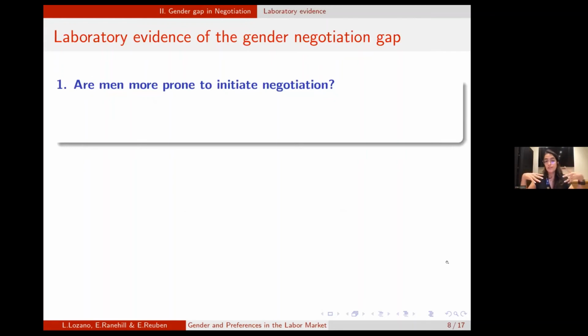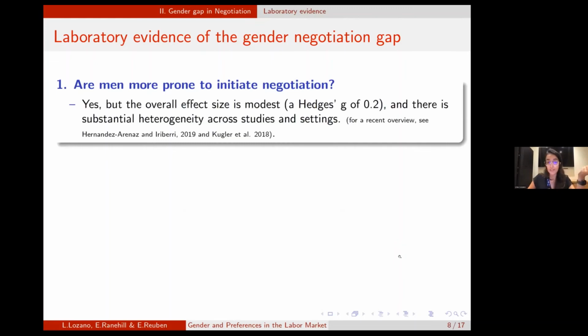So laboratory evidence about the gender gap in negotiation has answered mainly two questions, or we group them into two questions. The first one is, are men more prone than women to initiate a negotiation? And the answer is yes. However, the effect doesn't seem to be so strong, and a lot of substantial heterogeneity is observed in different studies and settings, in the sense that if there is a strong framing or not, or if the environment is female stereotypical or not, this seems to change a lot.